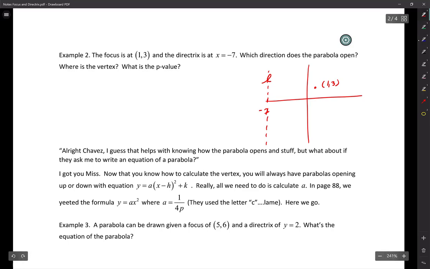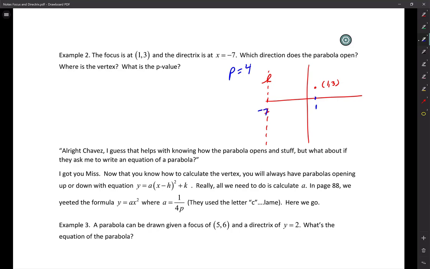Let's find the p-value. So count. This value here is a 1. This value here is a negative 7. What is the distance between negative 7 and 1? 8. And what's 8 divided by 2? So the p-value is 4. Does everyone understand how we got the p-value of 4?